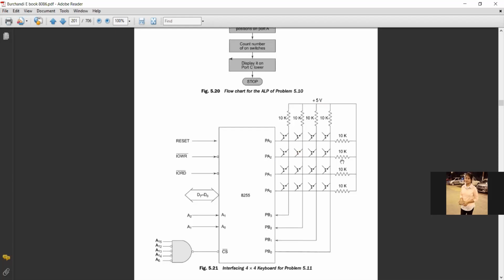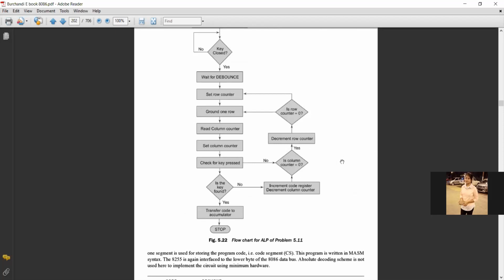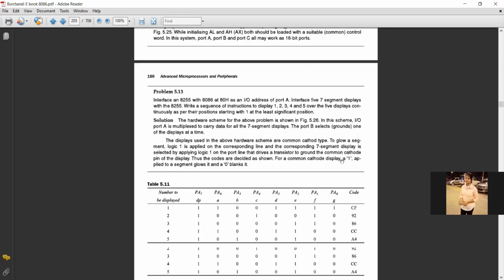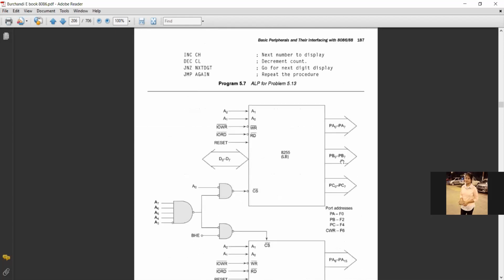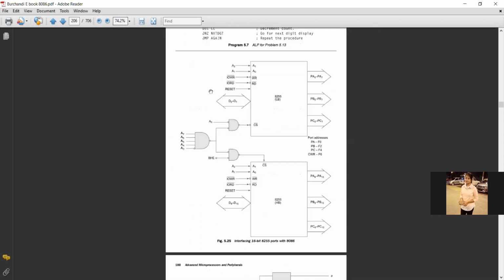Next, going down, page 187. This one. Just see. There are two 8255s. One is LB, another is HB. Lower bank and high bank.